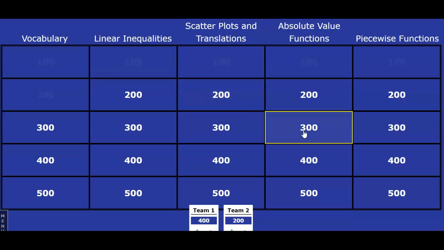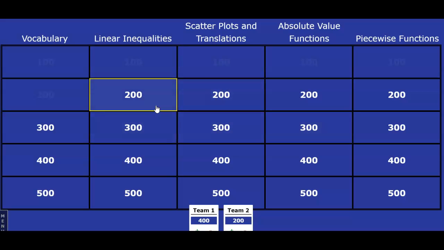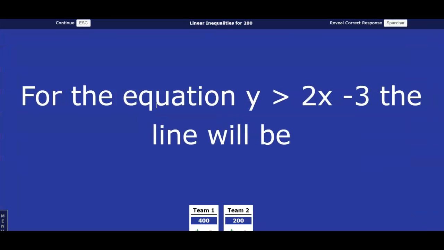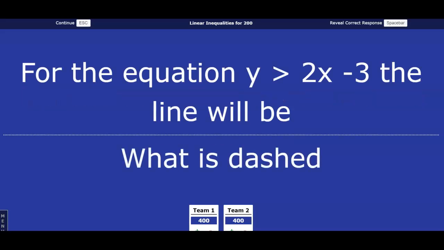Okay, Jordan, Rob. Okay, for the equation, the line for y greater than 2x minus 3 will be solid or dashed. That is correct. All right, the line will be dashed. You were, but just not as quick.